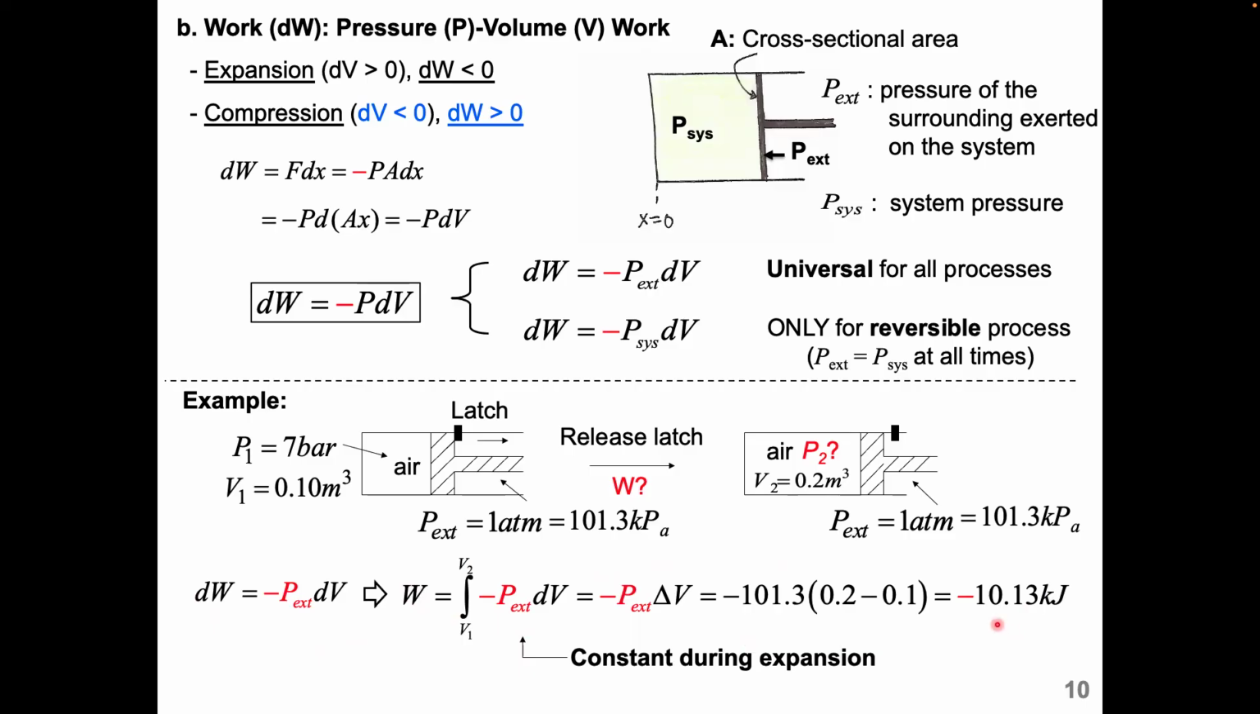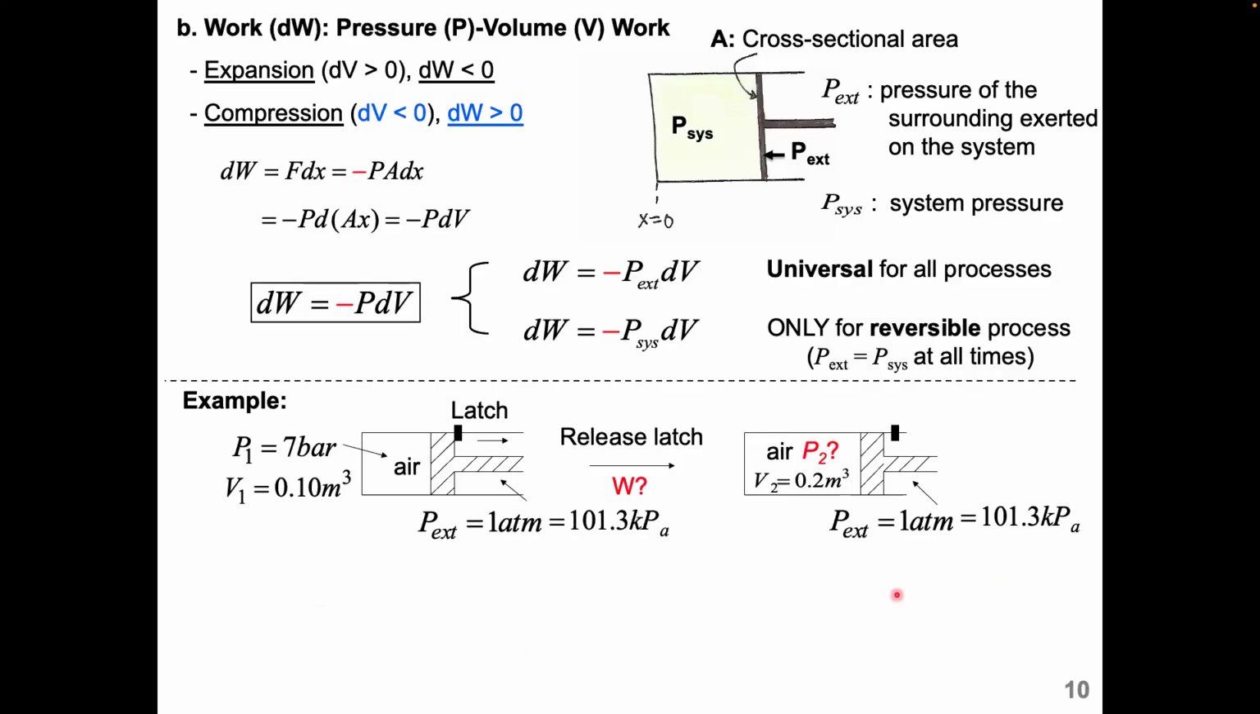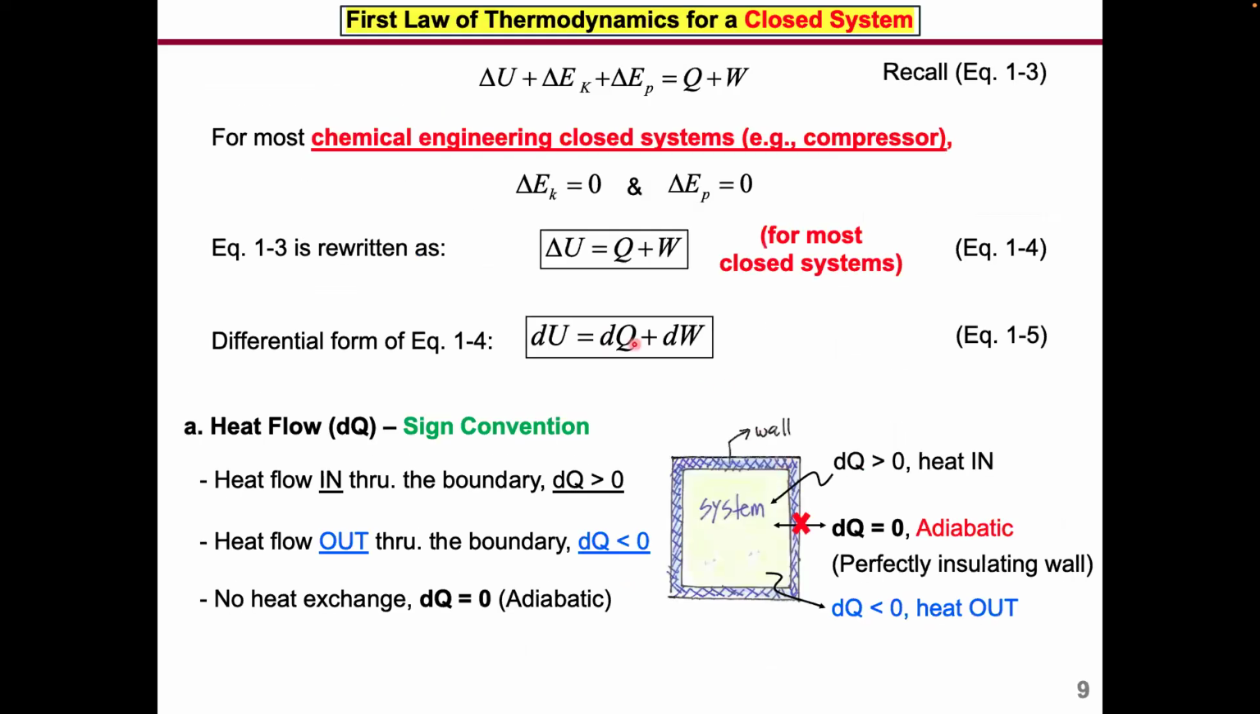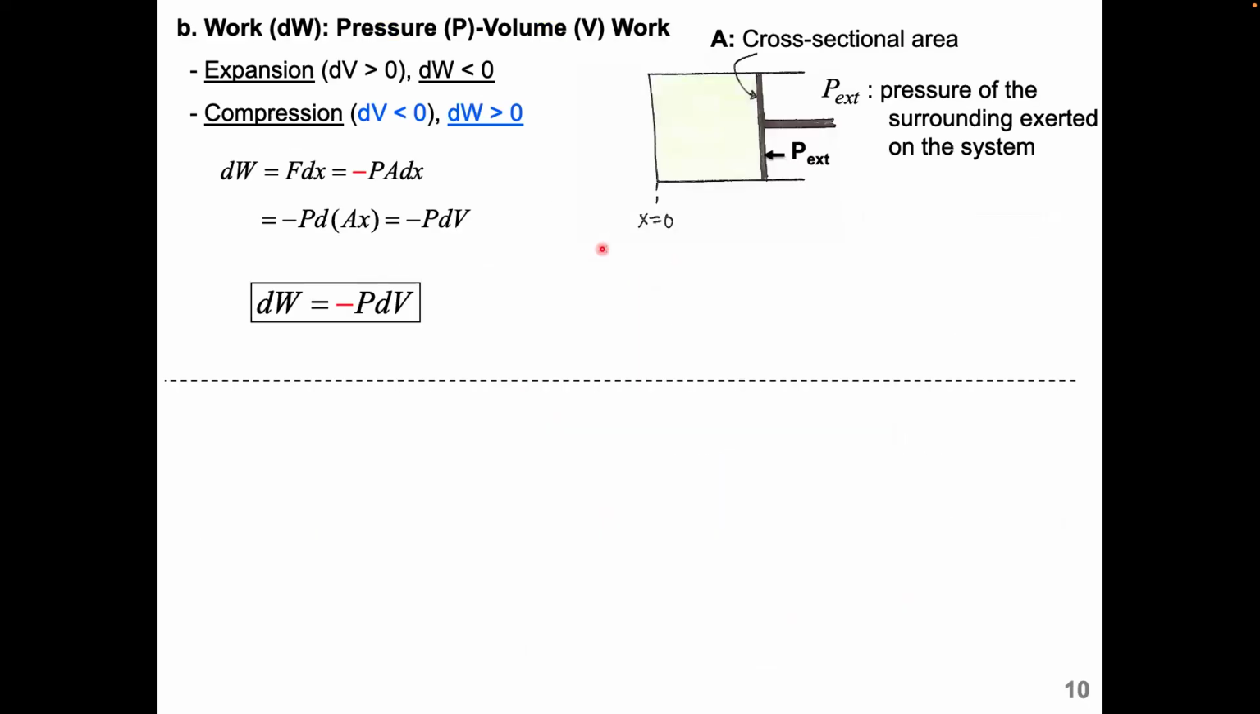So that's the cross check. All right, so hope by now you know how to calculate work. And previously we already talked about the heat sign. If you have W and you have Q, you can figure out the change in internal energy, okay?